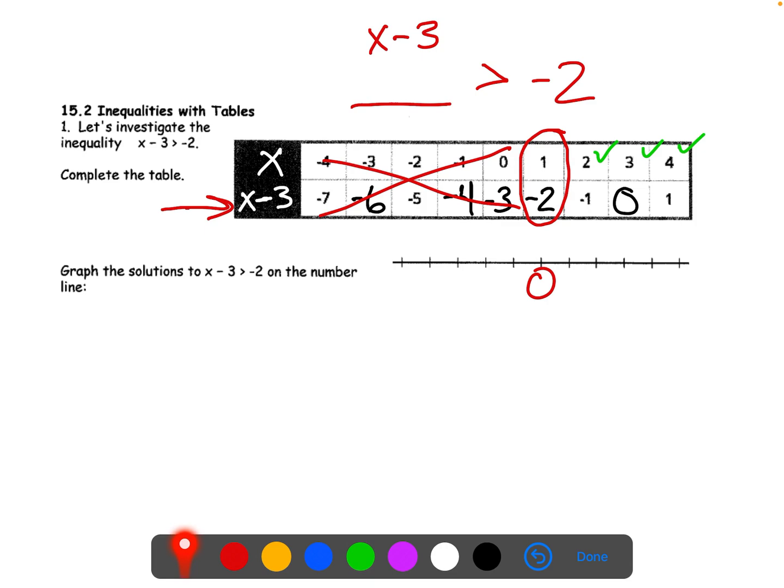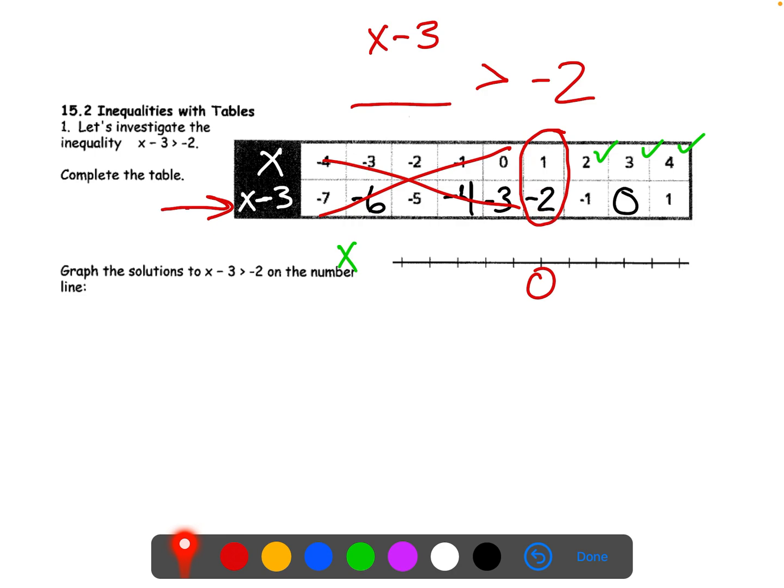Now if we're graphing our solutions, this is a graph of x values. So just keep that in mind. We used the bottom part of the table to figure out which values work. Now we're going to look at the values for x, and 2, 3, and 4 work. So that's what we need to show on our graph. But we're going to start right here.